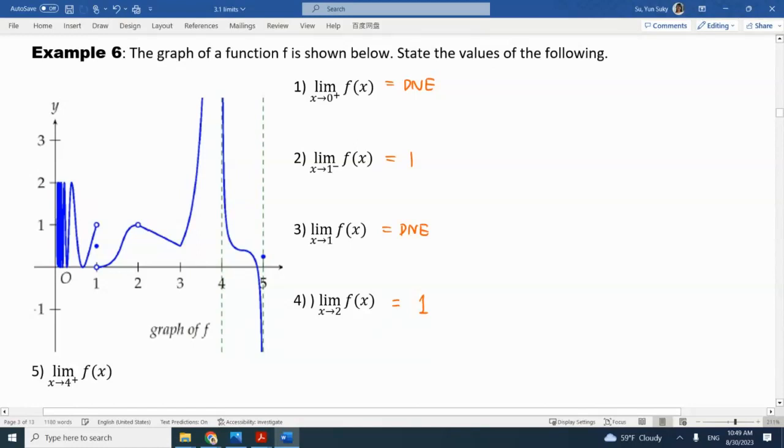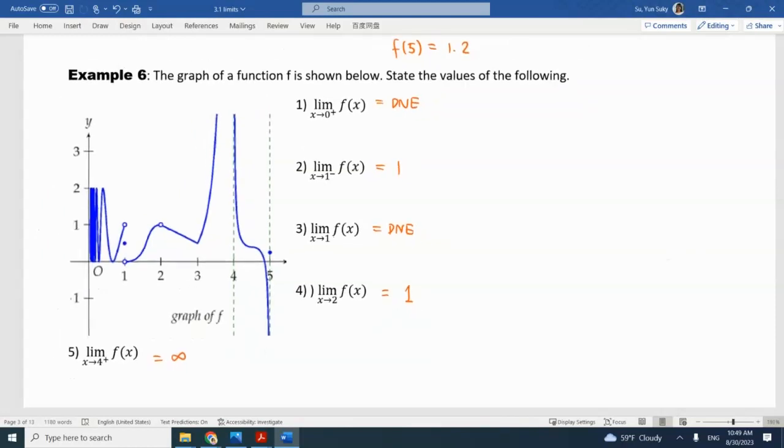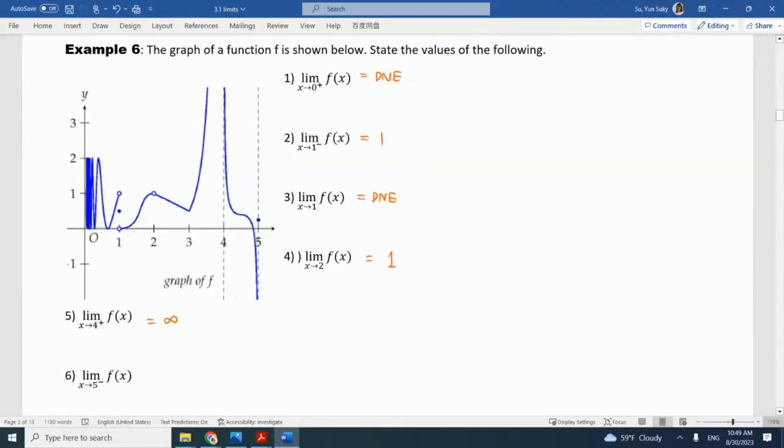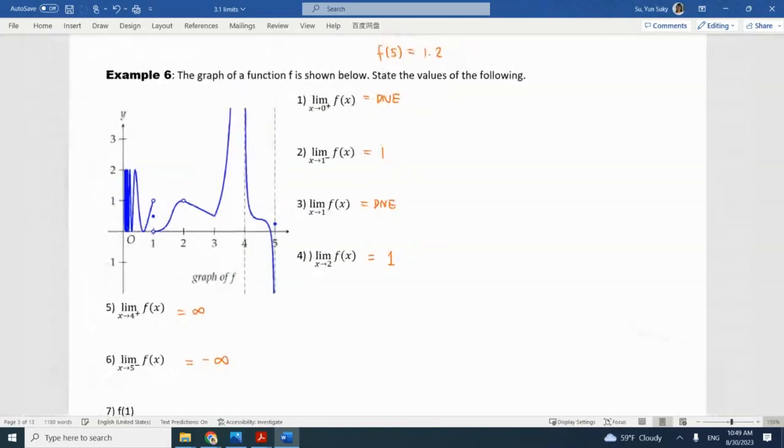Dylan, how about 4 from the left or right here? From the right, it's infinity, right? Actually, from the left, it's also infinity. Yes? Okay, so we say infinity. Yes. Let's keep going. How about 5 from the left, Paige? Yeah, very good. Negative infinity.